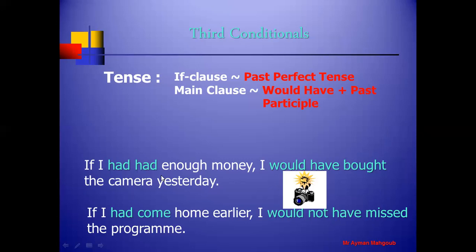I didn't come early or anything. Sorry, I didn't come early, meaning I came late. So I missed the program. So I imagine that if I had come early I wouldn't have missed the program. If I had come home earlier I would not have missed the program. Okay, is it clear? Rawan, okay? Rawan and Farah. Okay. I hope you all participate with me.